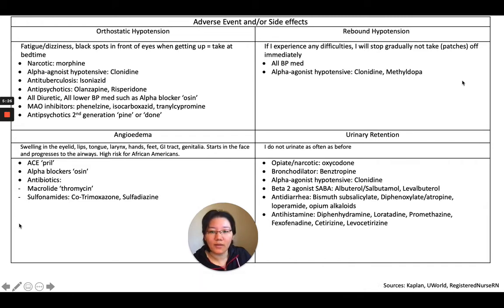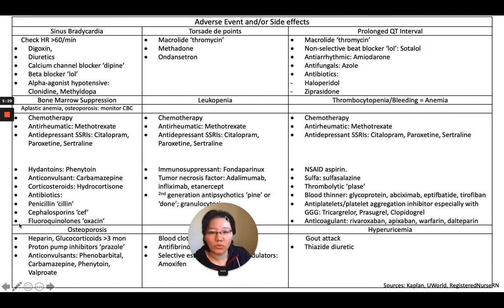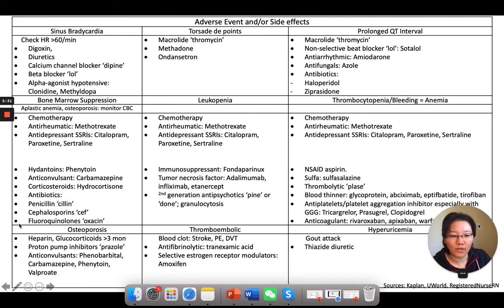Okay. Here, following sinus bradycardia, here are the following situations. For example, a calcium channel blocker decreases heart rate as well as decreases blood pressure. In that situation, with a calcium channel blocker, you want to check and make sure the heart rate is within the standard range before you even think of giving it.